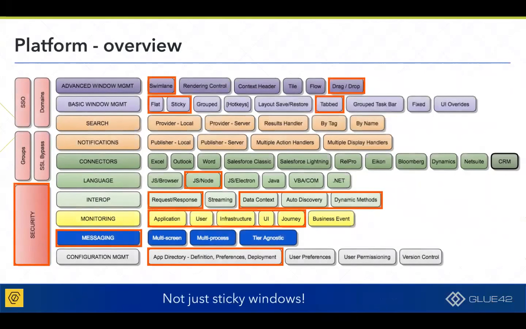And I've highlighted in red some of the things that you've just witnessed, everything from swim lane through drag drop, flat windows, sticky windows, and so on. I guess it was a bit difficult to show raw messaging, which is why the box on the left, messaging, has been highlighted. But in essence, those two demos haven't actually demonstrated the complete stack from Glue42.